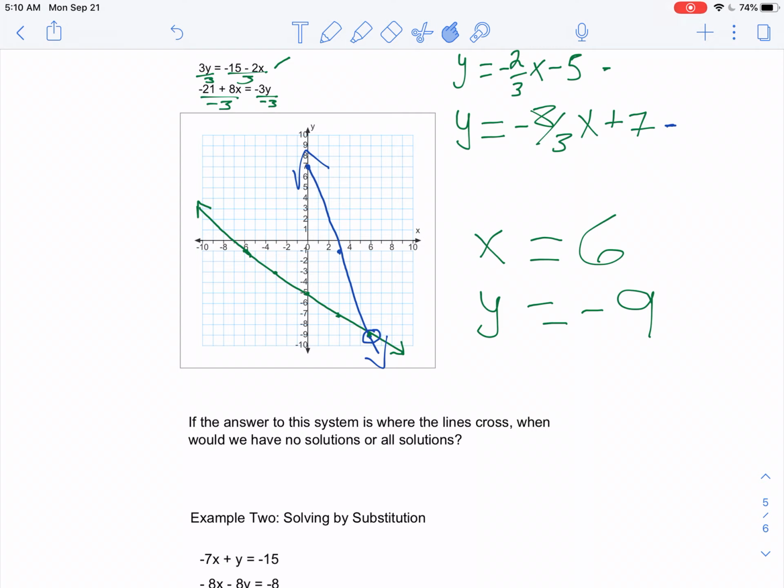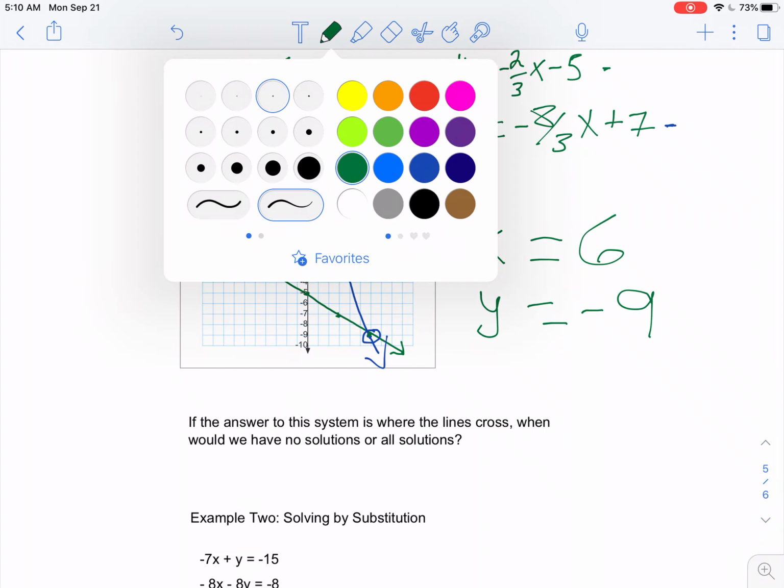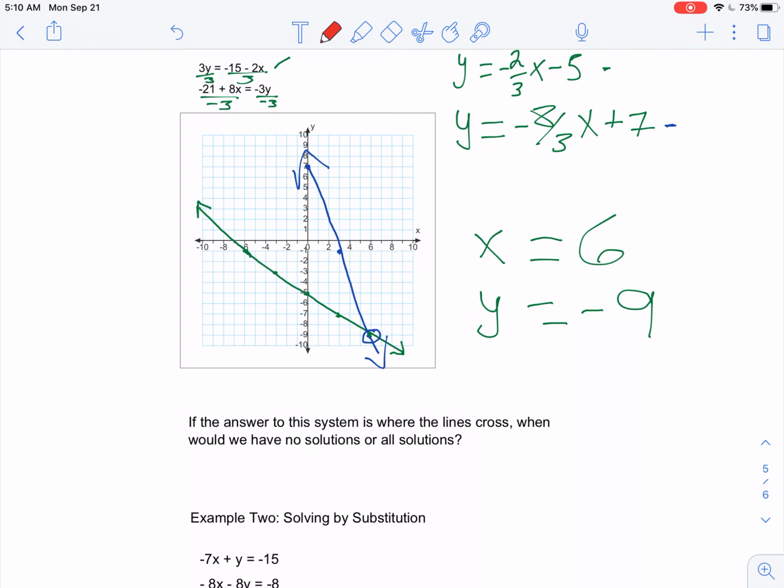Alright, so with that said, we think we found the x and the y that make both of our equations true. What we're going to have to do now is double check it. Yes, we're double checking it. So, with that said, here we go. First one, we have negative 9 equals negative 2/3. That's a 3. We're just going to erase it. Negative 2/3, and x is 6, minus 5.